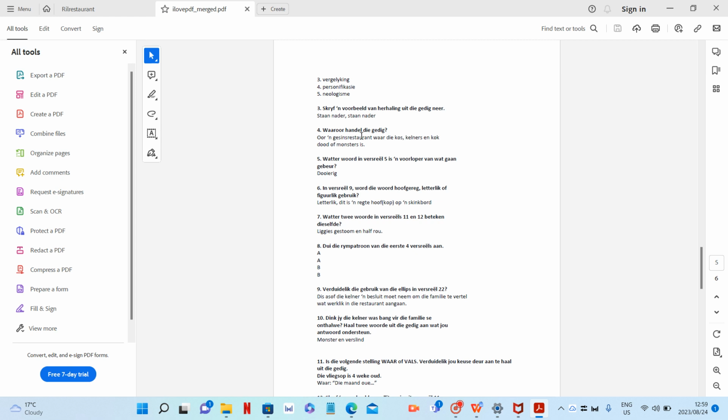What is the poem about? It's about a family restaurant where the food, waiters and cook are either dead or monsters. So it's a family restaurant where the cooks, waiters and food is either dead or it's monsters. What word in line 5 tells you what's going to happen? So toyerig would have been that word. That's going to tell you what's going to happen. So toyerig indicates now they're going to tell you in the next lines that the waiters are dead.